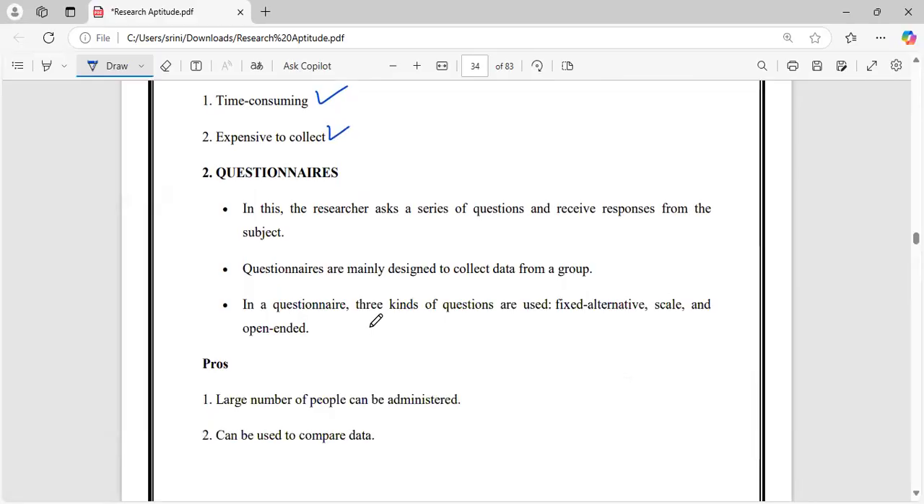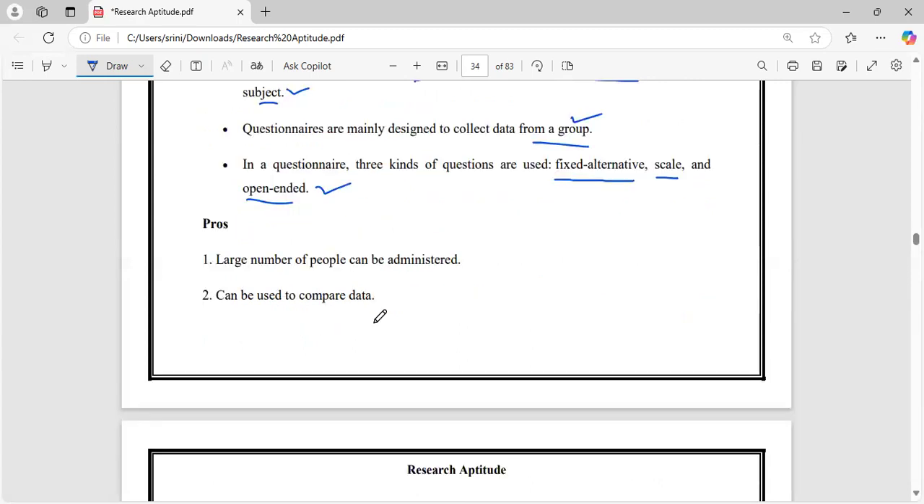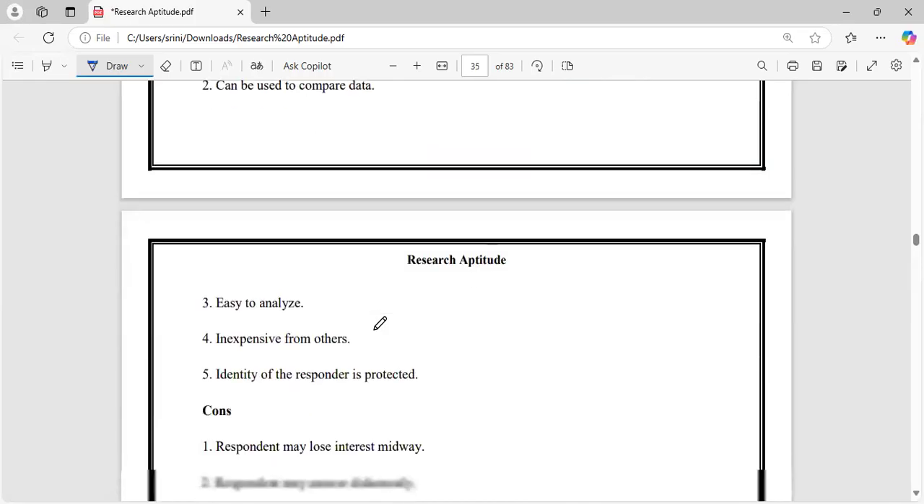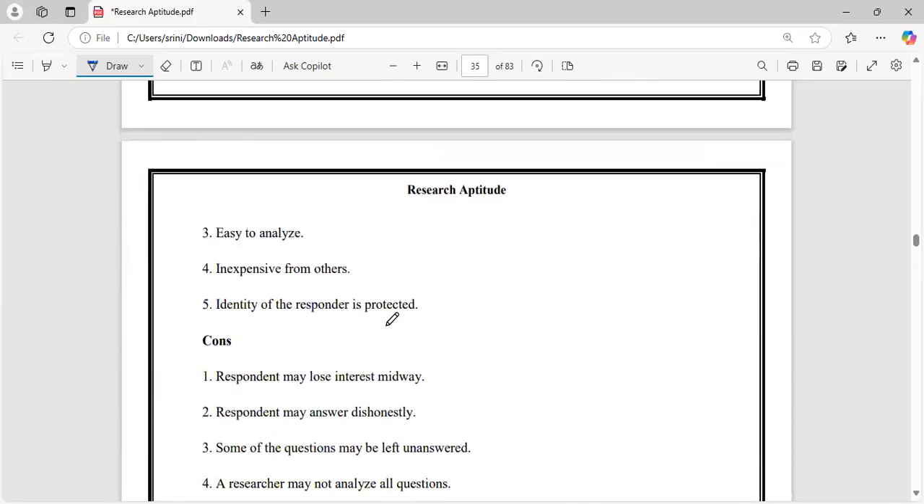Next, the questionnaire: the researcher asks a series of questions and receives responses from the subject. Questionnaires are mainly designed to collect data from a group. In a questionnaire, several kinds of questions are used: fixed, alternative, scale, and open-ended questions. Advantages include that a large number of people can be surveyed. It can be used to compare data, it is easy to analyze, and inexpensive compared to others. The identity of the responder is protected.